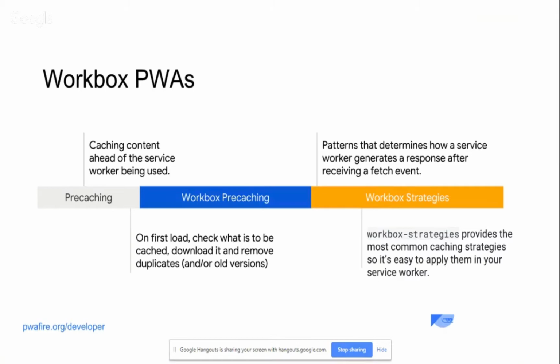That entirely works with the Workbox library itself. So that means on first load, check what is to be cached, download it, and remove duplicates. I'll be showing this using the Chrome DevTools, and you'll get to understand it much better. So what Workbox precaching means is that when a user visits your site on the first load, remember we already precached the resources that we need for our first load. So Workbox will definitely load the resources from the internet and make them cached.